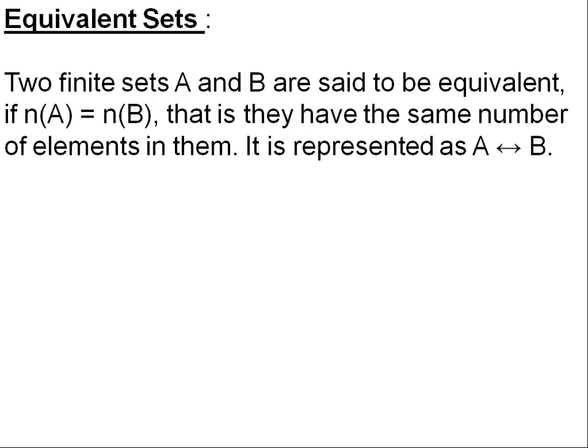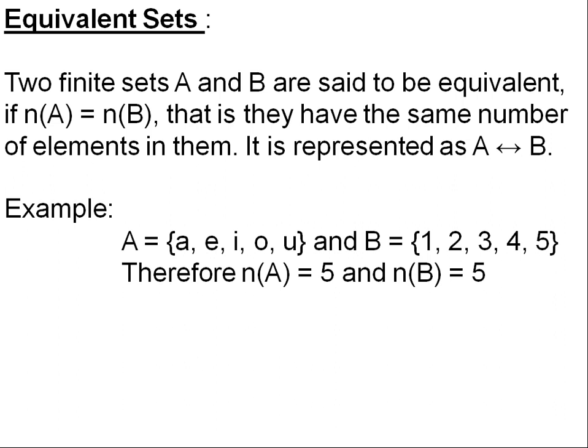To proceed further, we are going to talk about the sets which are called equivalent. Now, two finite sets A and B are said to be equivalent if the cardinal number of A is equal to the cardinal number of B. That means the number of elements in both the sets should be equal. That is, they have the same number of elements in them. It is represented as A, a double-headed arrow, B. So this symbol, double-headed arrow, is actually representing that A is equivalent to set B.